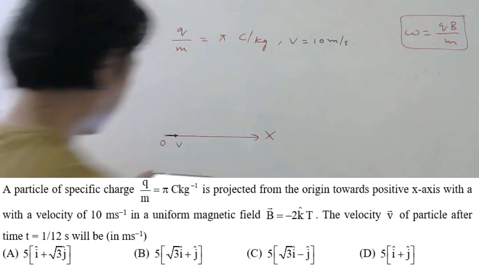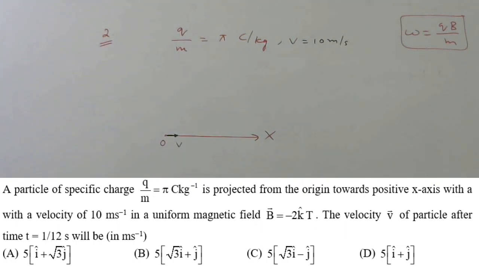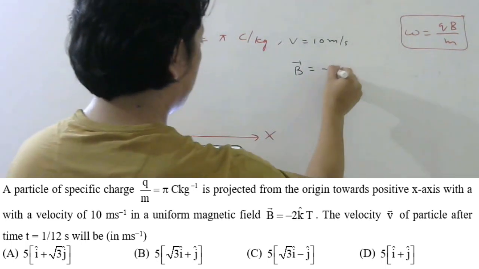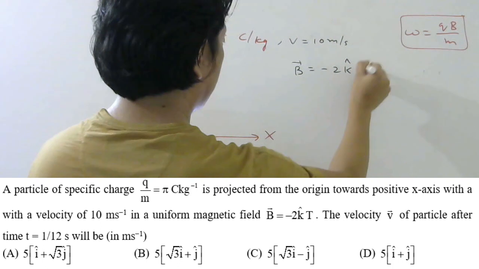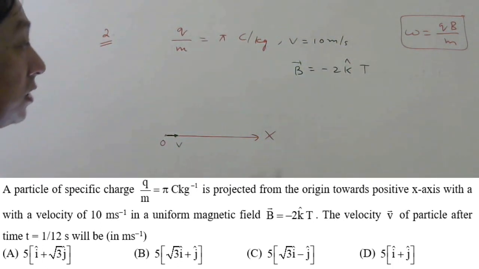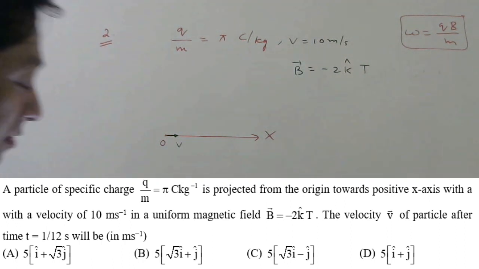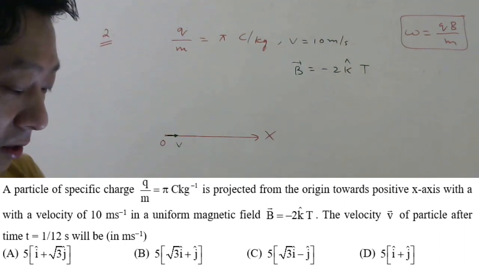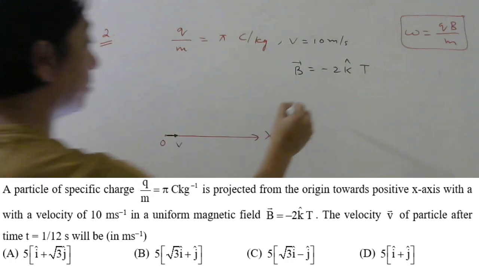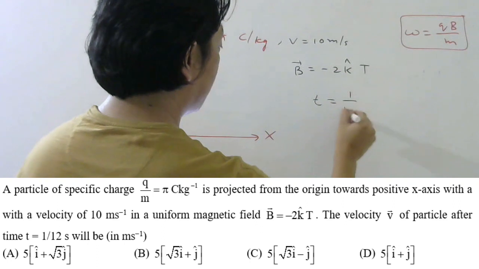In a uniform magnetic field, which is equal to minus 2 k cap Tesla. So since it is 2, it is a constant and direction is minus k cap. Minus k cap means along the negative z axis. The velocity vector of the particle after time t equals 1 by 12 seconds, they want.